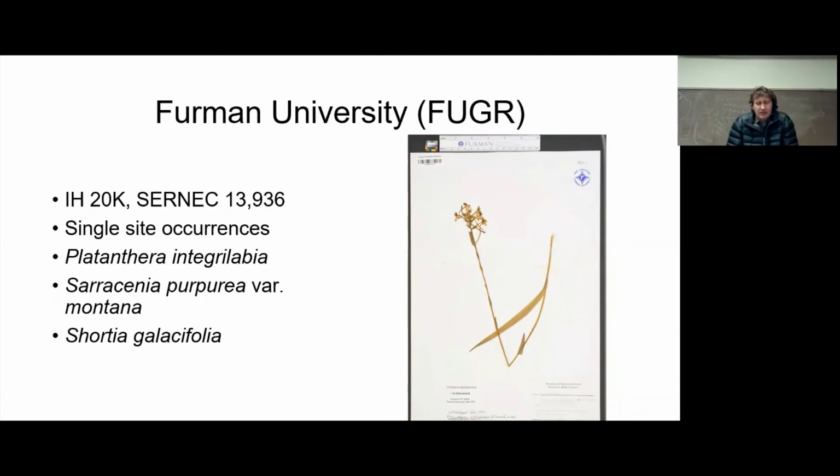Furman University, which is largely inactive at this point in time, has a lot of historical specimens, many of which were collected from what is now underneath the waters of Lake Jocassee. And they also have some other very rare specimens of endangered species that are only known from one location in South Carolina, like this orchid here, Platanthera integralabia, and the purple mountain pitcher plant, and shortia, what do they call it? Oconee bells would be the common name.